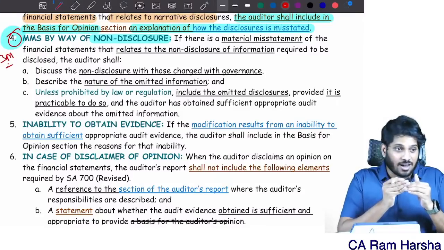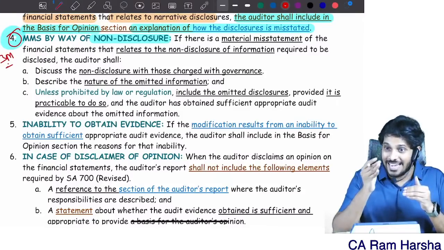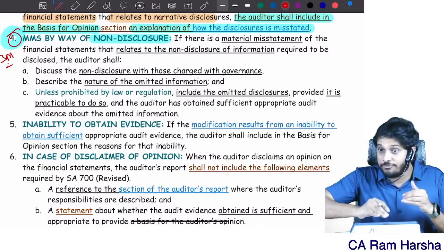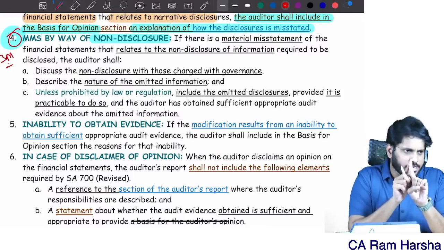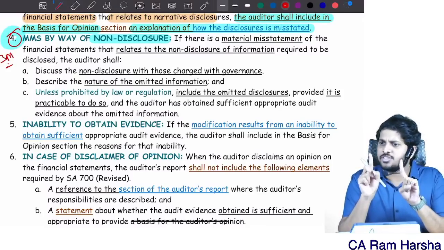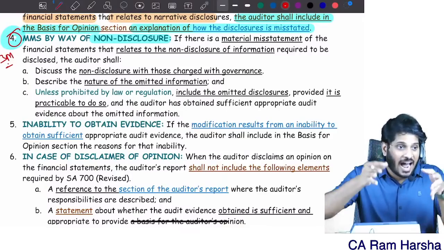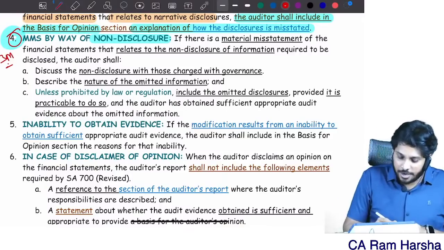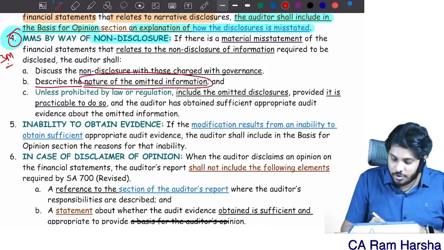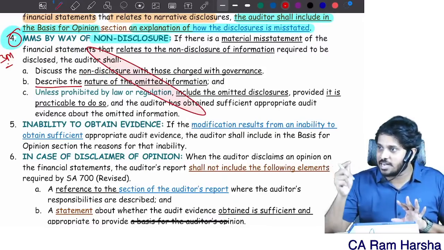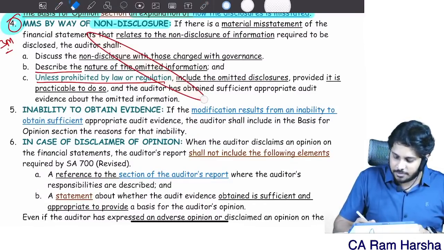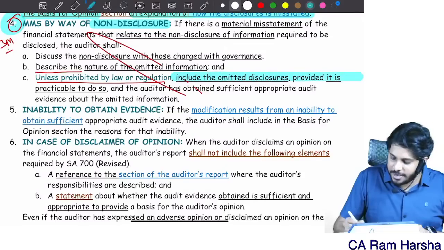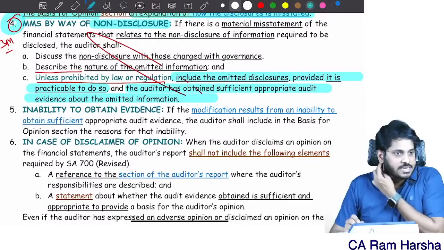What is the auditor's reporting requirement in case of material misstatement by way of non-disclosure? First, if the non-disclosure is material but not pervasive, the auditor will give a qualified opinion. If it is material and pervasive, the auditor will give an adverse opinion. Further, under the basis for opinion section, the auditor shall describe the nature of the omitted information. What exactly was omitted? The auditor shall describe. Unless prohibited, include the omitted disclosure if it is practicable to do so, and the auditor has got sufficient appropriate evidence regarding the omitted information.